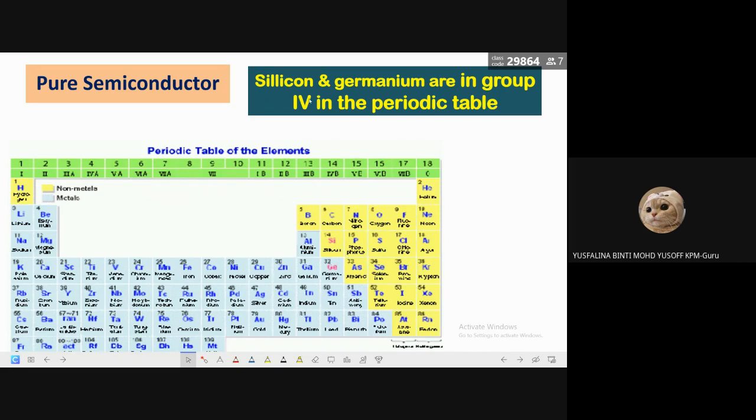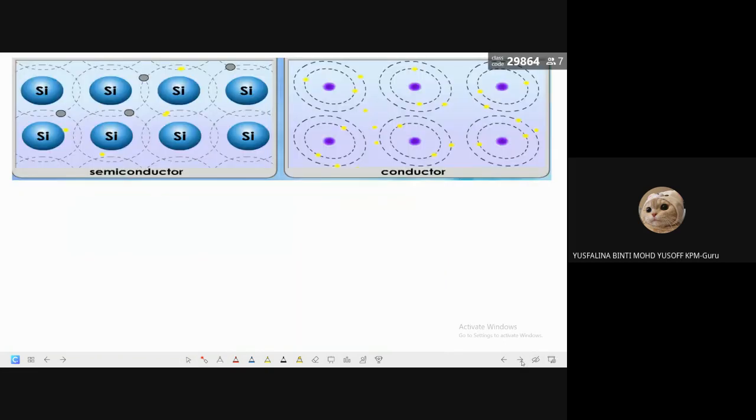Okay. So silicon and germanium are in group 4 in the periodic table. So that means the electrovalence is 4, right? Means there are 4 electrons outside. Okay. So after that, this is the silicon, right?